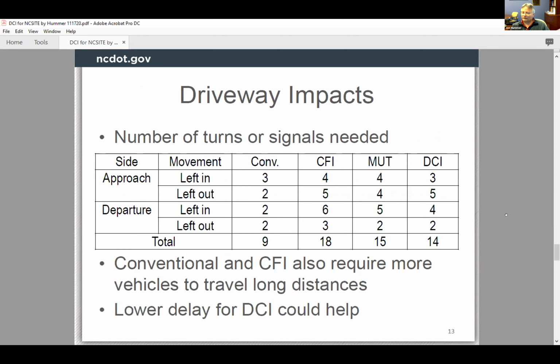A few words about driveways, because remember, that was one of the Achilles heel of CFI. And you can see by this measure, which is the number of movements needed to actually make left turns into and out of driveways on the approach or on the departure side of an intersection, the CFI is really pretty bad. No sugarcoating it there. Driveways at a CFI are really tough. Median U-turn, not great. DCI actually about the same as median U-turn, maybe a little bit better in this regard. And of course, conventional is the best of all as far as the aspect of driveway service.